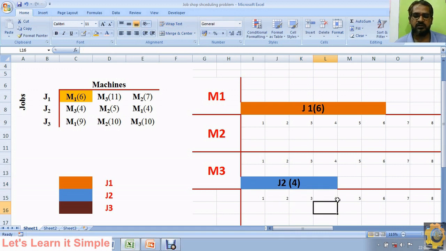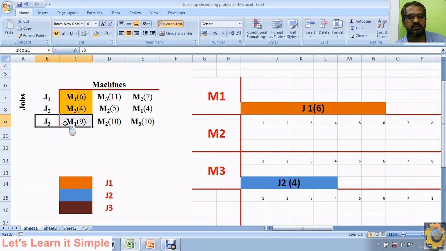Job 2 on machine 3. Job 2 on machine here. So let me highlight this as well. Okay, so this is also done. Next, I can go for the third job on machine 1.